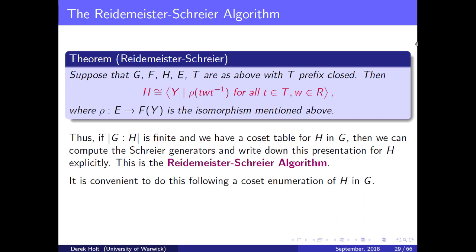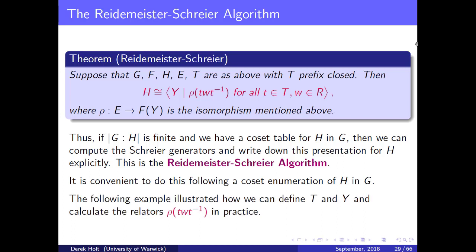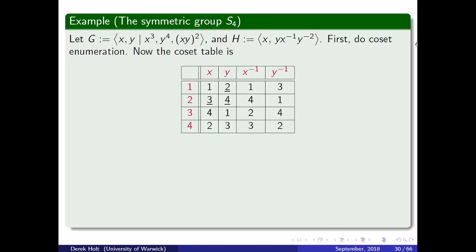So how does it work? Well, we start with a coset table. It's not necessary, but it's convenient to do this, since we just did a coset enumeration. A coset table is just the permutation representation on the right cosets. So that's what we start with. Okay, so I'm just going to do an example to illustrate how we do it, and usually it's a nice baby example. So G is going to be the two generator group with relations x cubed, y to the fourth, x y squared. Any of you who have done much of this will know that's the symmetric group S4, group of order 24. And the subgroup I'm taking is generated by x and by y x inverse y to the minus 2, which in fact has index 4 in G.